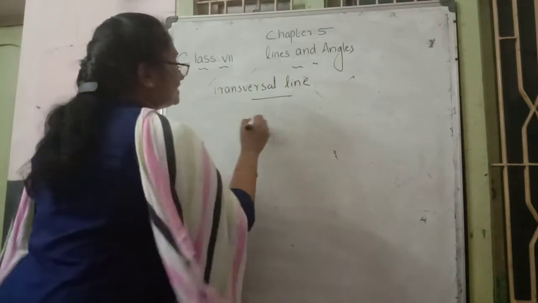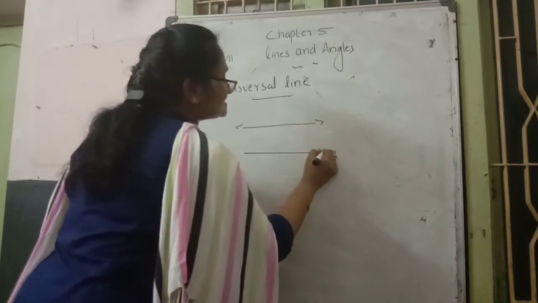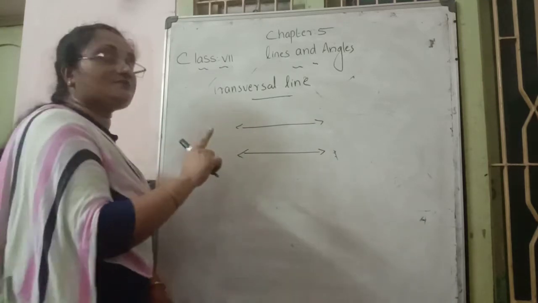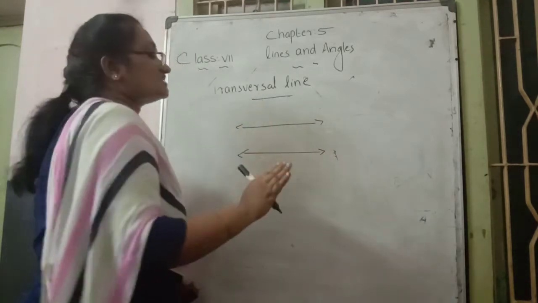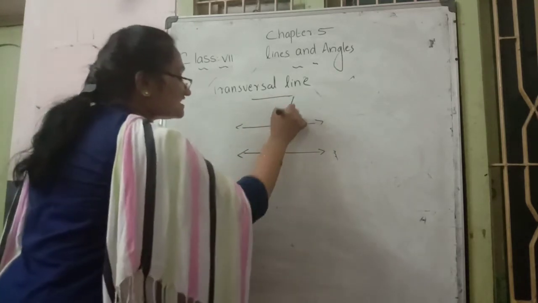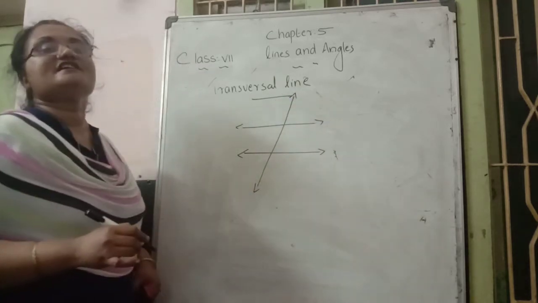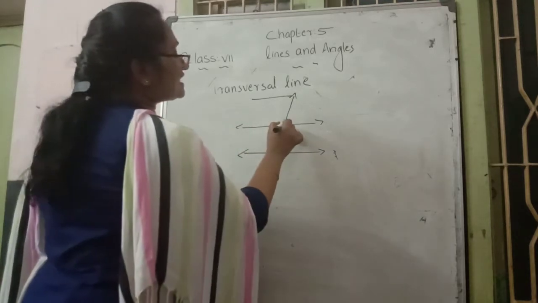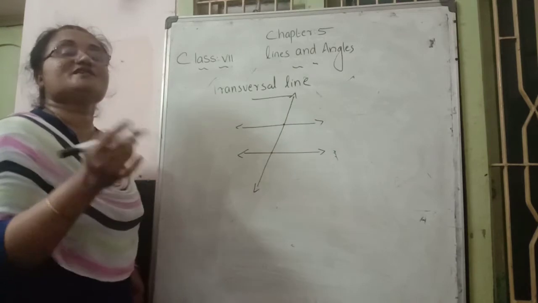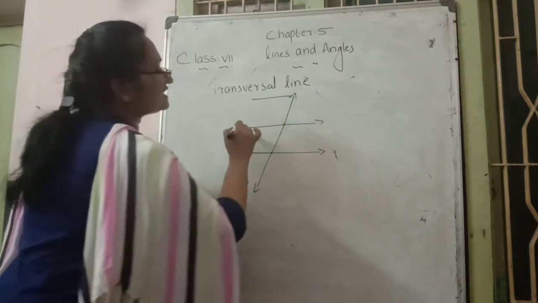Example, look here. Transversal line means there are two parallel lines, not intersecting lines. Parallel means that two lines never intersect. Two parallel lines are cut by another straight line. This is a straight line. This straight line we call a transversal. Where is it cutting? It cuts the first and the second line at two distinct points. Distinct means different points. Which are they? Here and here.